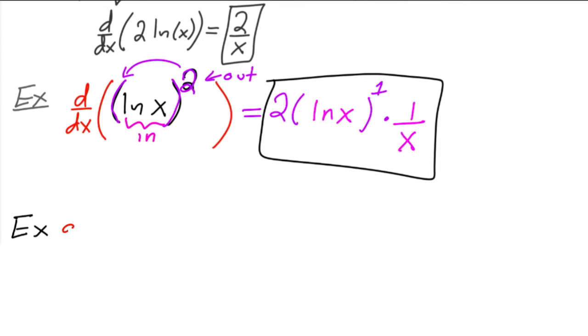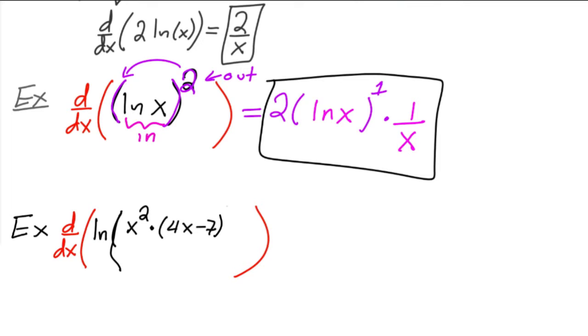Let's say we want to find the derivative of, how about something crazy, like natural log of x squared times (4x minus 7) to the 4th over 3 raised to the x times e to the x squared. Now, at first glance, this looks absolutely terrible. Terrible, terrible, terrible.